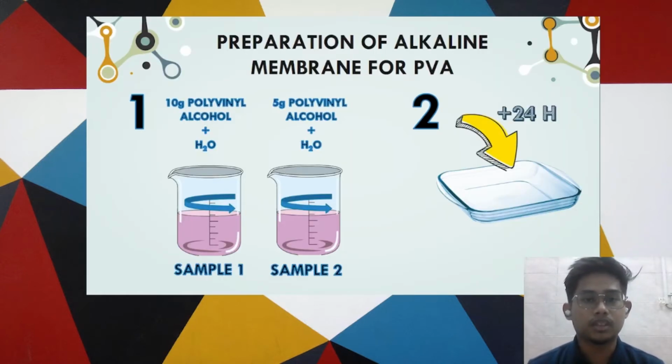Okay, first is preparation of alkaline membrane for polyvinyl alcohol. For the polyvinyl alcohol, we have two samples here, which are 5 gram and 10 gram of polyvinyl alcohol. We mix them all together and we stir and mix for 4 hours. And after 4 hours, we cast on the petri dish, and after 1 day, we can peel off the membrane.